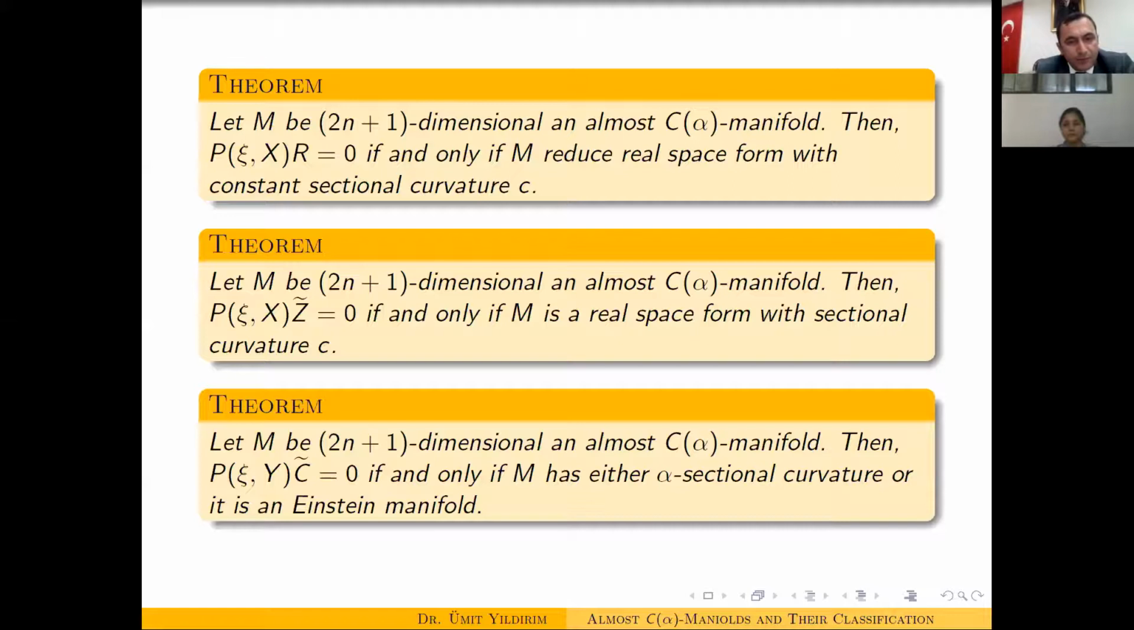Let M be a 2n+1 dimensional almost C alpha manifold, then P Xi X tilde C equals 0 if and only if M has either alpha sectional curvature or it is an Einstein manifold.